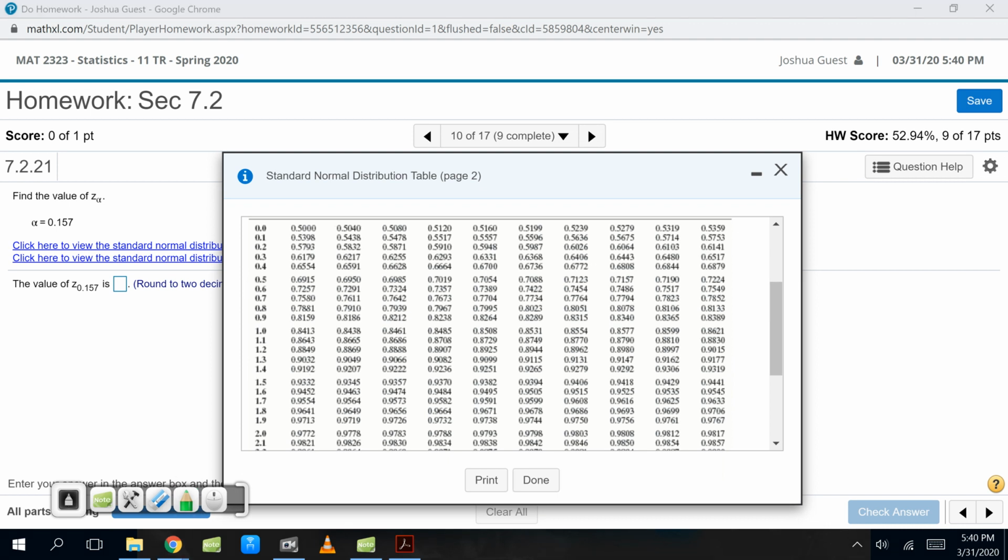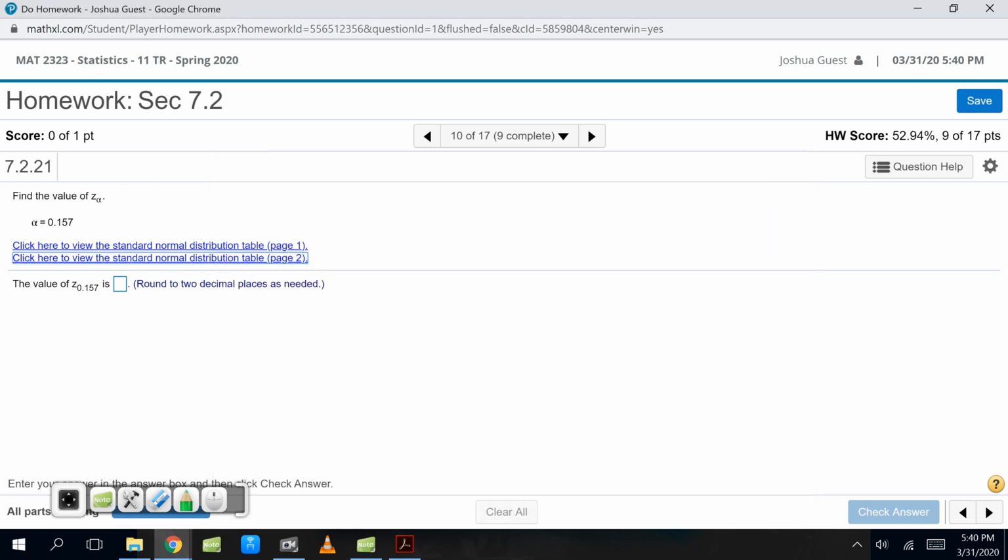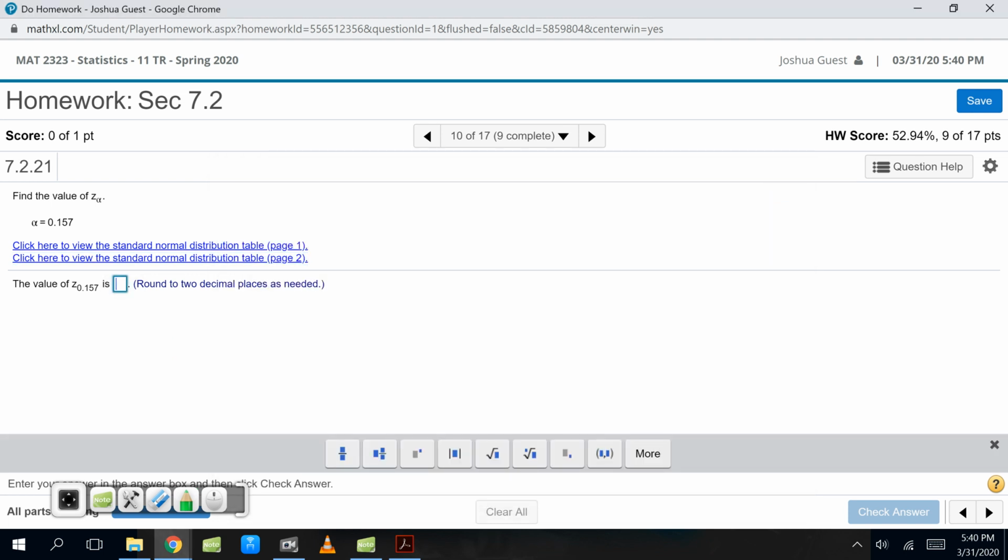8430, 84, here it is. This one's closer than this one, right? 8438. So it's going to be 1.01. That's what goes in right here. 1.01. All right? So let's close this out.